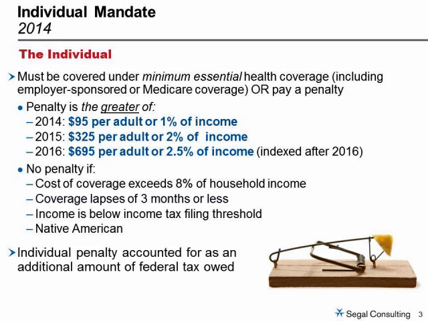The penalties are listed here: $95 per adult the first year or 1% of income, $325 the second year or 2%, and $695 or 2.5% the third year. There are exceptions from this penalty. If you have a coverage lapse of 3 months or less once per year, or if the cost of coverage exceeds 8% of household income, although that's going to be indexed in future years, if you have a low income, it's below the income tax filing threshold, or if you're a Native American.